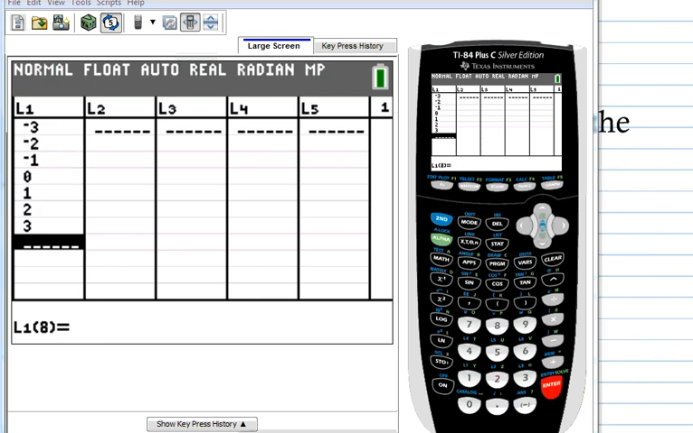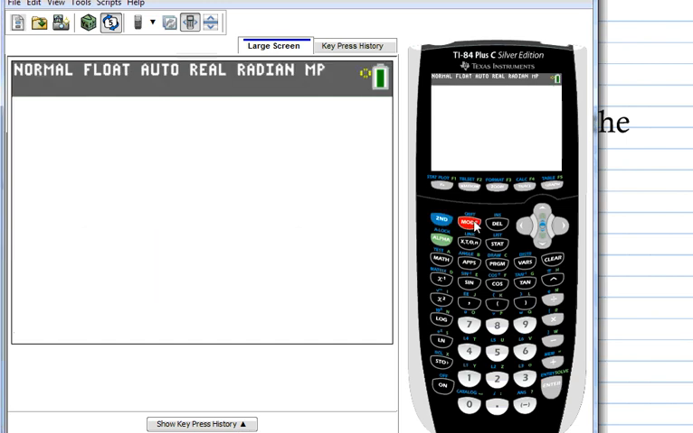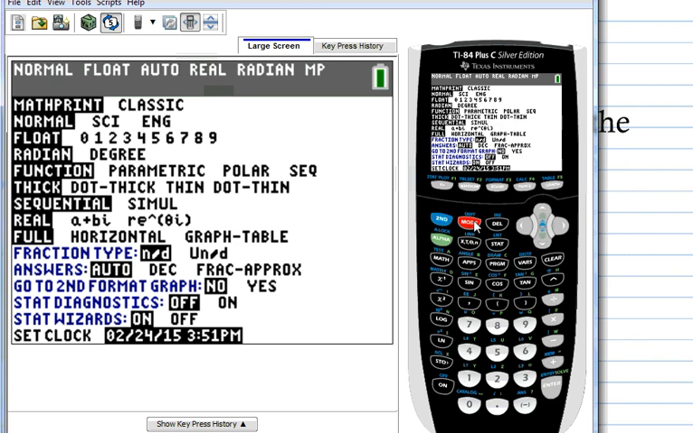Okay, so I filled it in: -3, -2, -1, 0, 1, 2, 3. Then you're done. I'm going to hit second quit. Well, see, I hit second quit. This computer online is really not working so well. Just clear out of there.